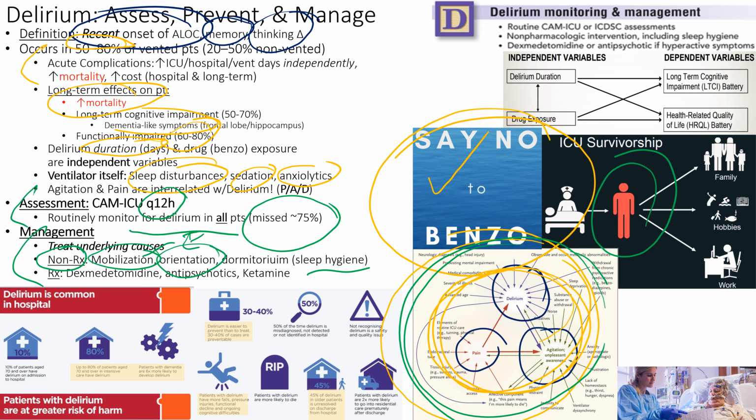Okay, and then we have pharmacological, right? So antipsychotics can be given, ketamine, and our best friend, dexmedetomidine or Precedex. Okay, so it has a really large impact on patients' survivorship, and also we have more patients that are higher risk, like a dementia patient would be much higher risk than the average person.